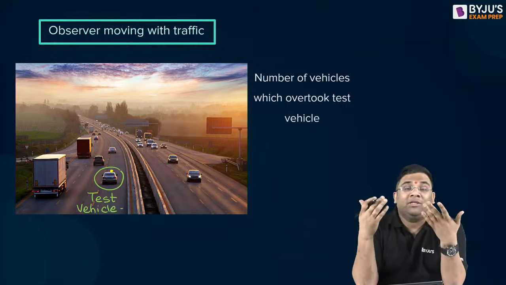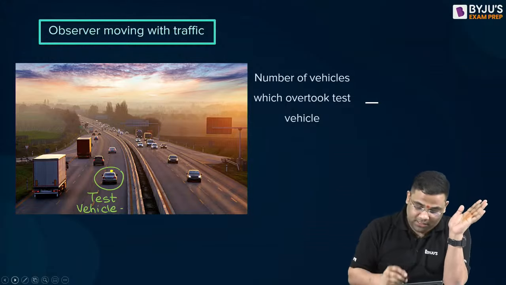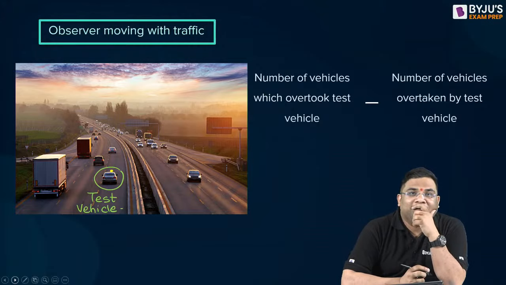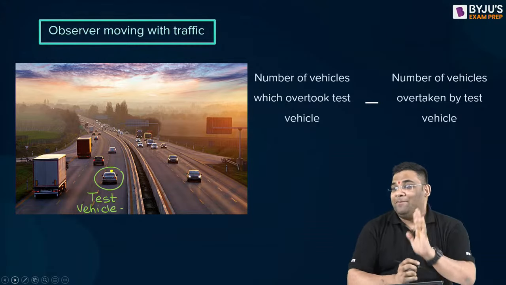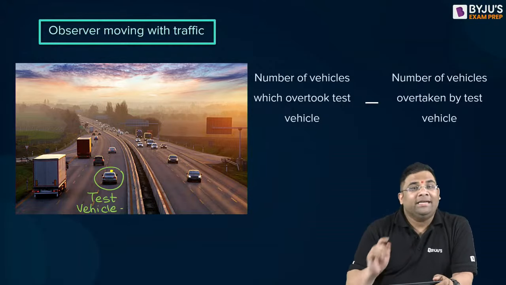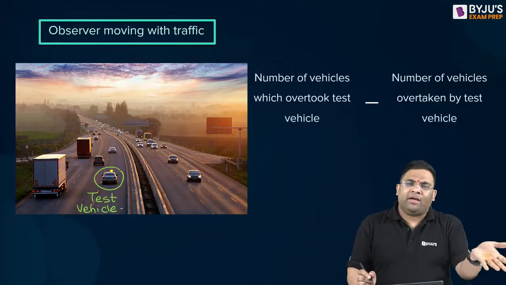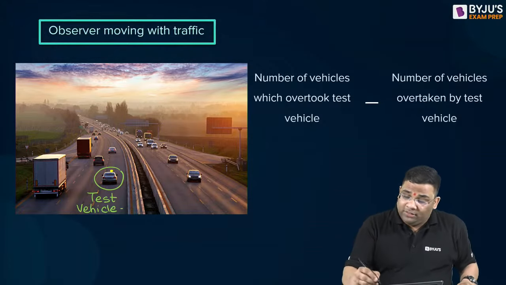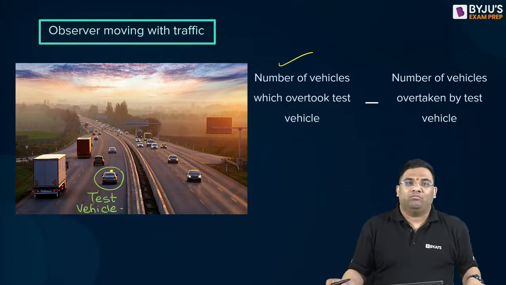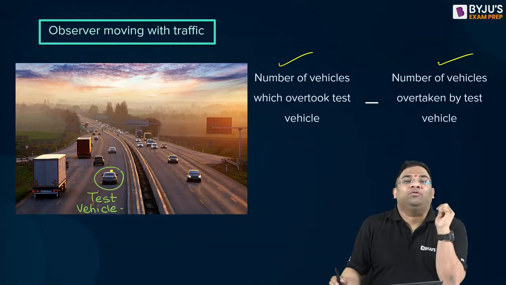So the number of vehicles which overtook the test vehicle minus what? The number of vehicles overtaken by the test vehicle. What is the meaning of these two terms? Many students get confused in this, so I'll explain. Suppose you are in the test vehicle. Some vehicles will overtake you, right? So this is the number of vehicles which overtake you, and this is the number of vehicles which you overtook.